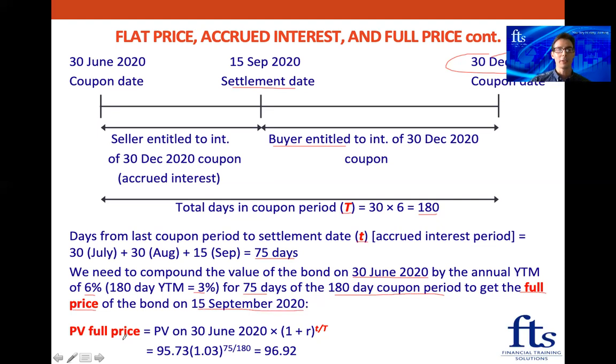So to get the present value of the full price, we take the present value on 30 June 2020, which we worked out on the previous slide was 95.73. Now we need to compound that up a little bit by that 3%, but for what period of time? Lowercase t was the accrued interest days, the 75 days, and uppercase T was the total days in the coupon period, which was the 180 days. So our compounding period is going to be 75 days of the 180-day total period. So there we go. Now we've got the present value of the full price. Okay, that's the full price.